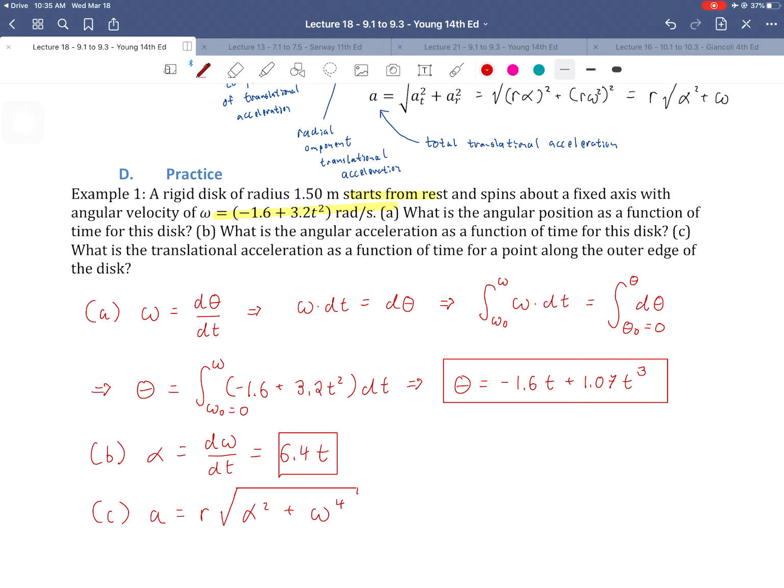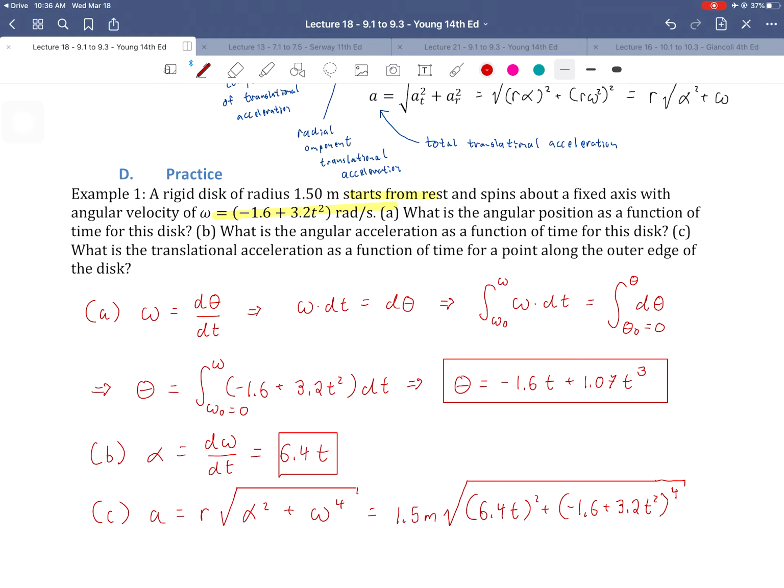There we are. Okay, and then we can just plug it in. We'll leave it, put the numbers in, but not clean it up excessively. So 1.5 meters, and then we'll have our square root, and then we'll put in our 6.4 t squared, and then our negative 1.6 plus 3.2 t squared, and that whole thing to the fourth power inside the root. All right, and that'd be it.